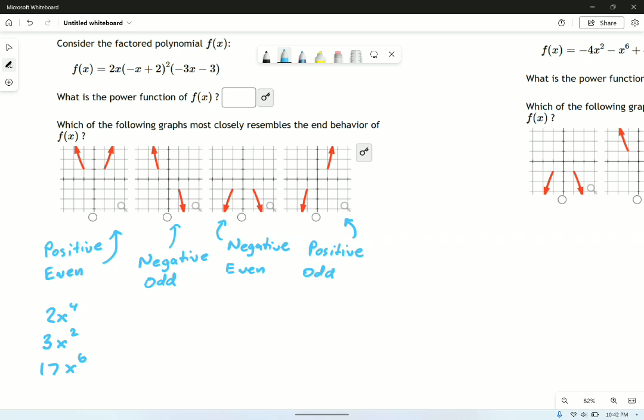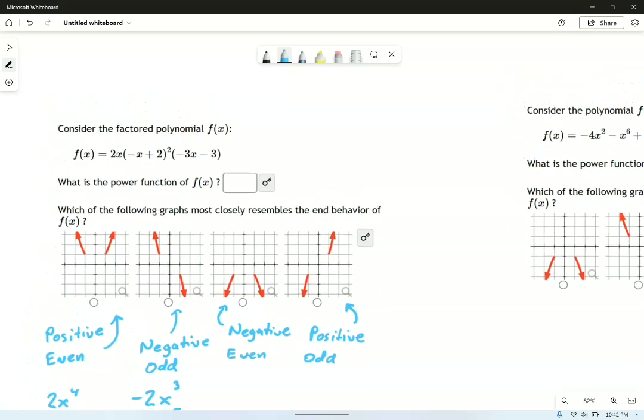Likewise, negative odd would be things like negative 2x to the third, negative 3x to the fifth. See, these exponents have to be odd, and the coefficient in front, I don't care if it's even or not, but it has to be a negative number. And that exponent has to be odd. So you can see the pattern here.